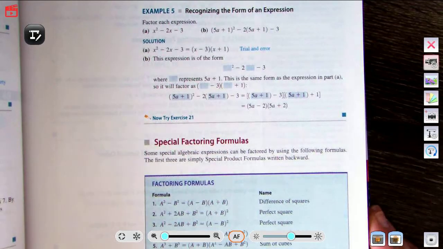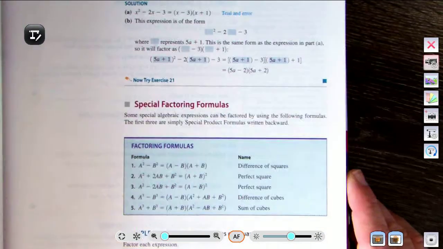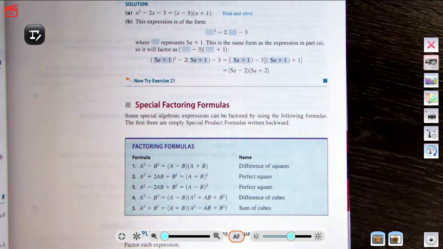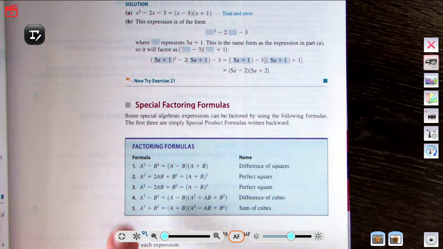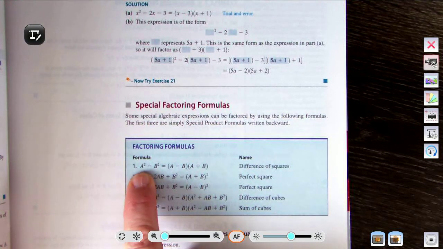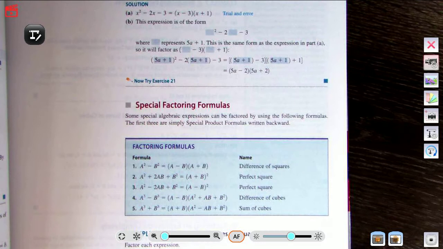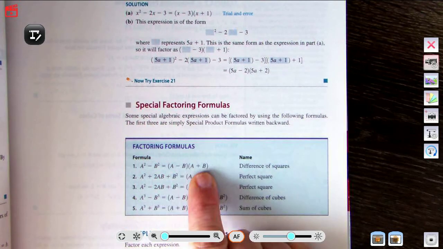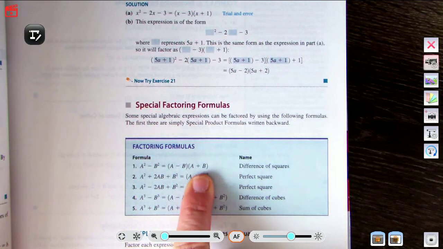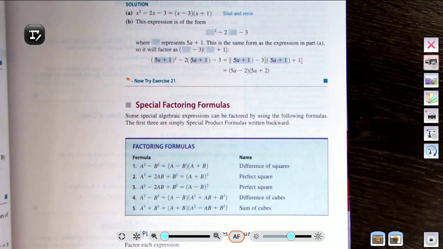I do want to remind you of some special formulas, to make sure that you bring them back. The difference of squares. So if you have a squared minus b squared, that does factor into a minus b and a plus b. We will do an example in my specific video.